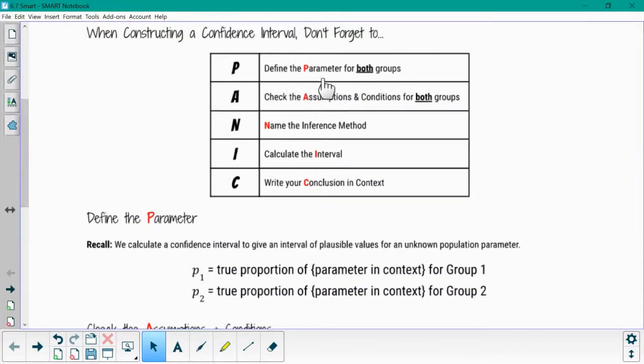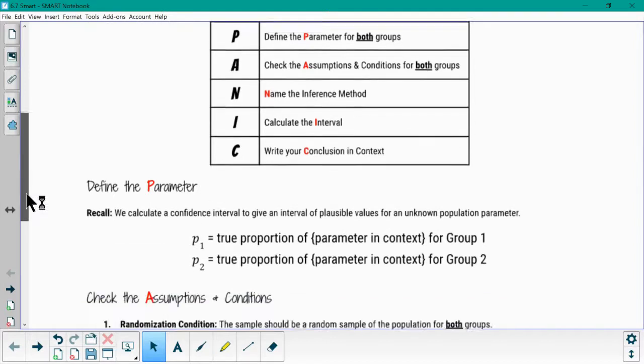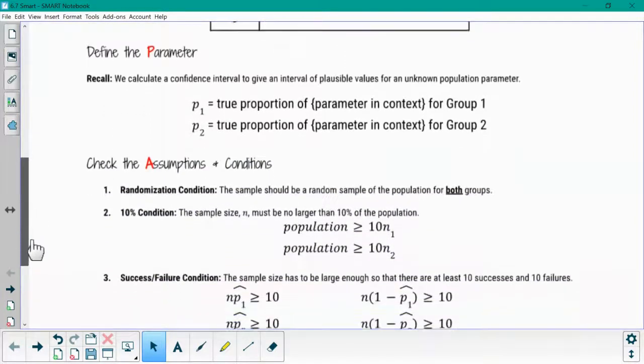We're going to define the parameter, but this time it's going to be for both groups. Check assumptions and conditions, again for both groups. We'll name the inference method, calculate the interval, write our conclusion in context. All of these steps are almost identical to what we did with one proportion, just slightly different because, again, we're dealing with two samples. First thing, defining the parameter.